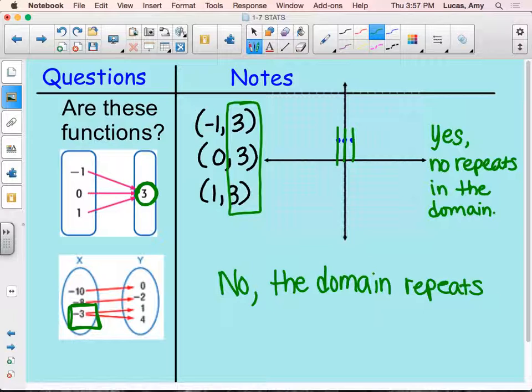Each value in the domain has to correspond to exactly one value in the range. This domain value, -3, doesn't correspond to exactly one value. It corresponds to 2 of them. So it does not represent a function.